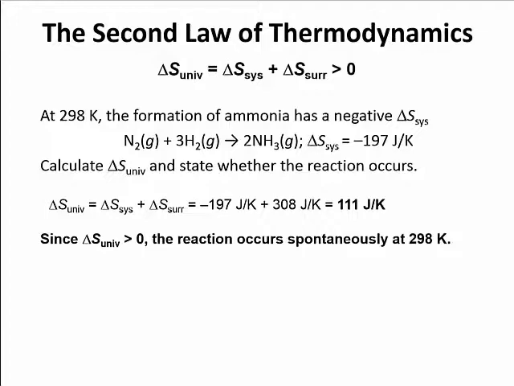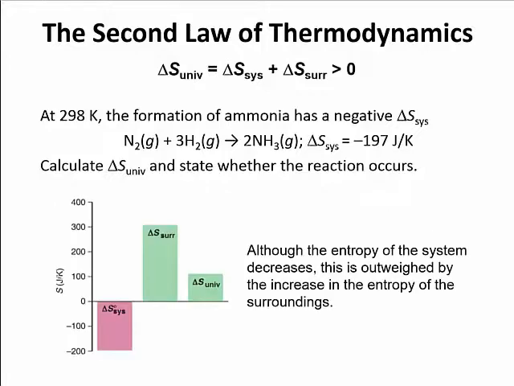Okay, that's how we can actually calculate these things out. Now we can also think about, without actually doing the math, just in terms of a graphical representation of what's going on with this. So if I look at this graph here, delta S of the system is in the pink and it's a negative value. Delta S of the surroundings is green, it's a positive value, which means delta S of the universe is positive.